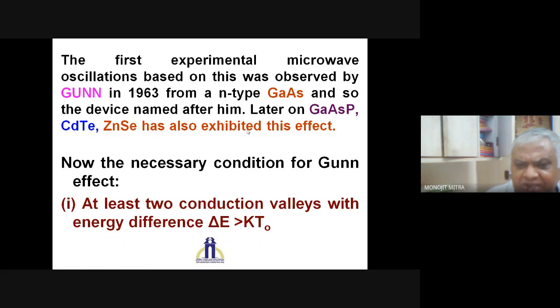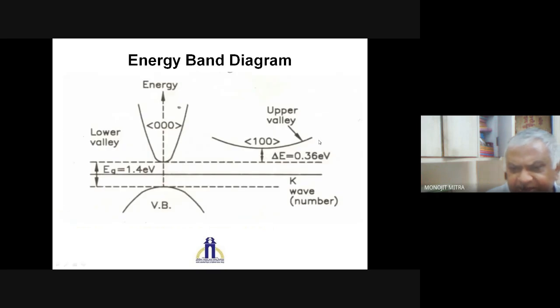Number one: at least two conduction band values with an energy difference delta E greater than kT0. Delta E is the energy gap you have seen here, 0.36 eV. Why kT0? k is the Boltzmann constant and T0 is the room temperature on the absolute scale.